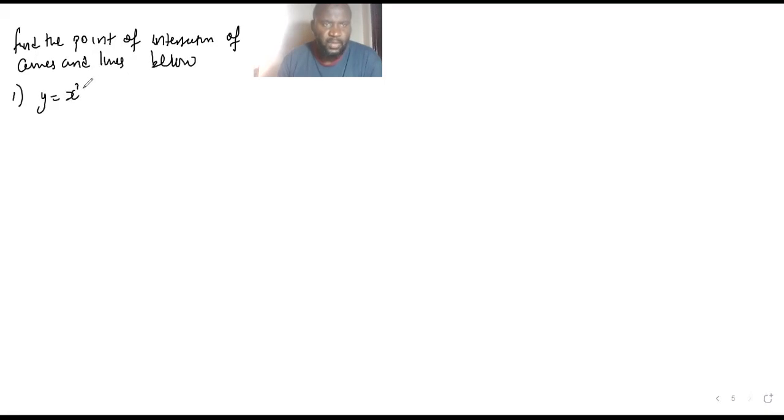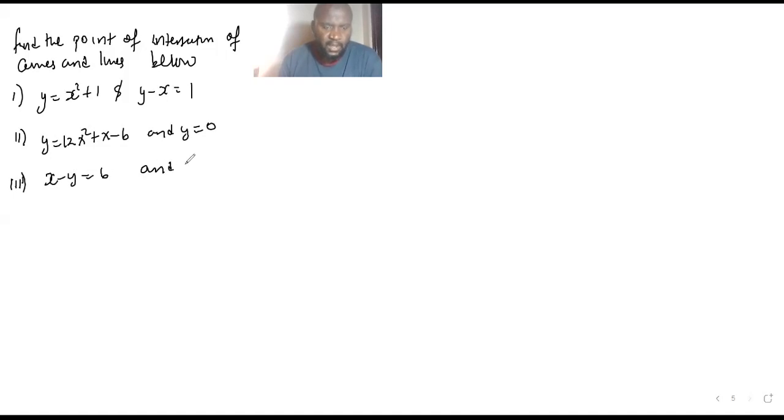1, y is equal to x squared plus 1, and y minus x is equal to 1. 2, y is equal to 12x squared plus x minus 6, and y is equal to 0. 3, x minus y is equal to 6, and y squared is equal to 8x. Let me do the third one. You will do the rest.